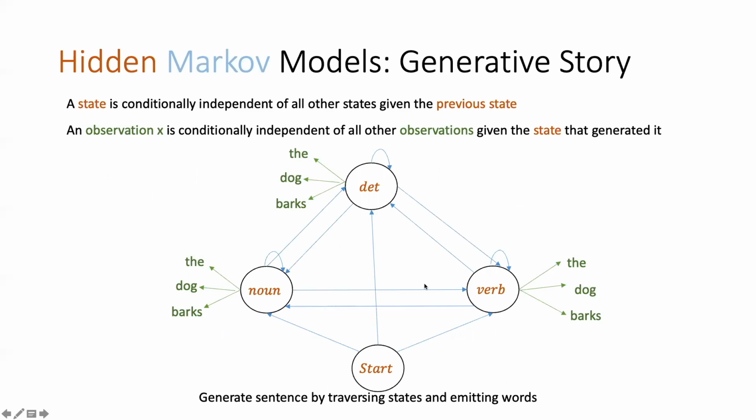Let's discuss how to generate a sentence using HMM. From the start state, we can visit any of the other states. Either it can be determiner or noun or verb, and emit the observation word, the, dog or barks, in the vocabulary, and then transition to another state, either noun or verb, or do a self transition to the same state. This is how we can generate a sentence using HMM in a generative way.